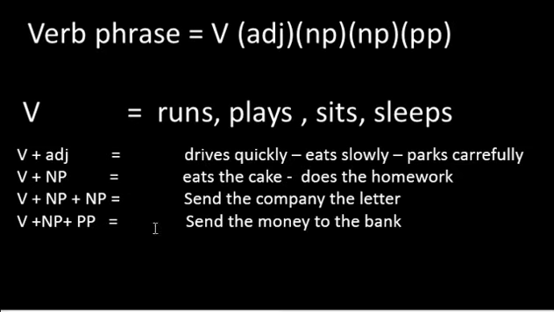Example like this: verb, noun phrase, noun phrase. Send. Send is a verb. Okay. The company is a noun phrase because it has a determinate and a noun. The letter is a noun phrase because it has a determinate and a noun. Send the company the letter. We have an excellent grammatical structure of these sentences. Okay?